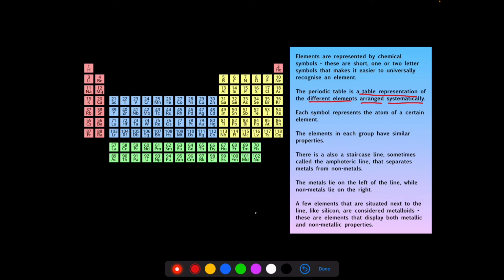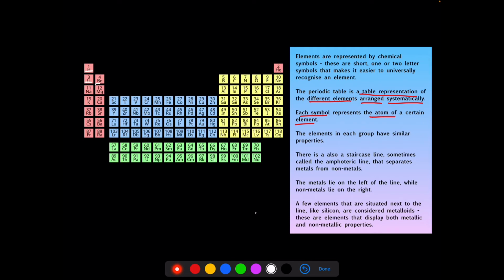And each symbol represents the atom of a certain element. So this here is a representation of the hydrogen atom. This is lithium, beryllium, and it's just a periodic table of elements, and each of these element boxes represents an atom of that element. And we'll see why exactly this is an atom of this element and what it actually means in chapter 2, which is a full detailed chapter on the periodic table. But for now, just getting an idea of it.